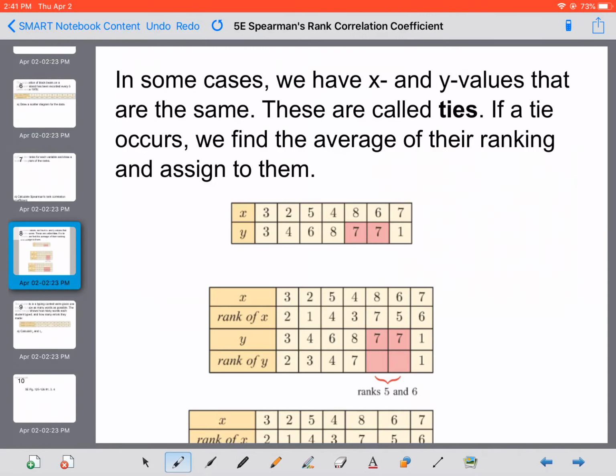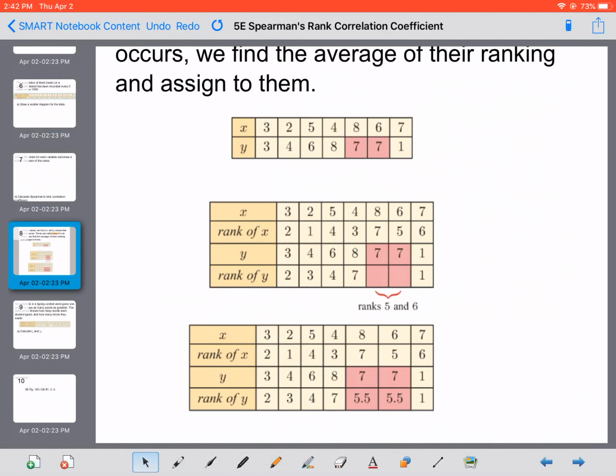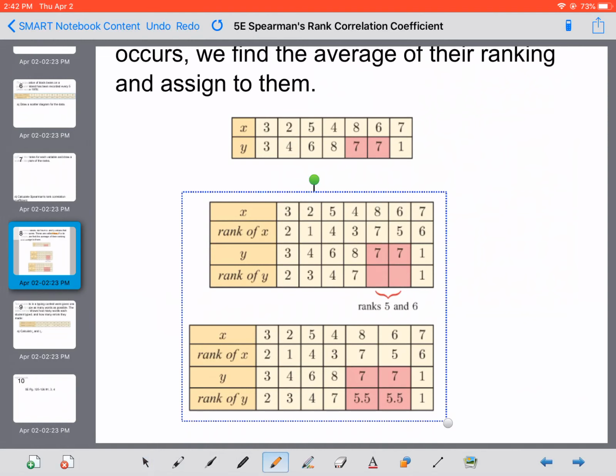Let's talk about one more little thing before we do a problem together. When you have a table of values in x and y and the same number shows up more than one time, which happens a lot with scatter plots, they're called ties. When you have a tie, you find the average of those ranks. If you look at this, our 7s are a tie in that y. When we go to rank it, 1 is our first rank, 3 is our second rank, 4 is the third rank, 6 is the fourth rank, and then the 7s would be the rank of 5 and 6.